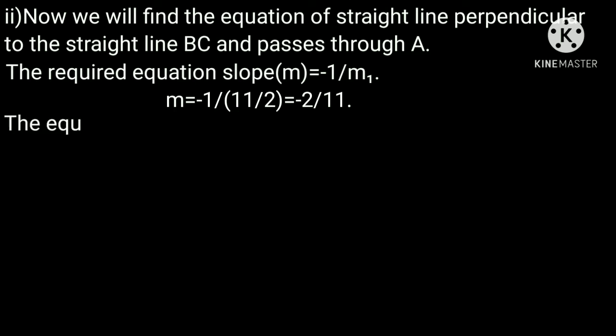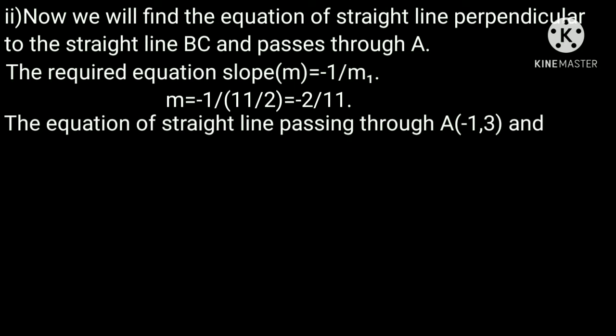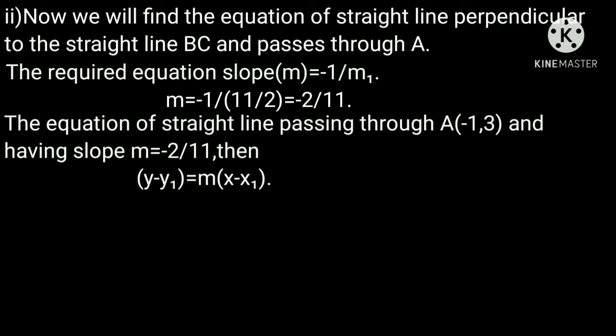Here we have the slope and a point, so we will use the point slope form of the straight line equation. Then the equation of the straight line passing through the point A of minus 1 comma 3 and having slope m equal to minus 2 by 11 becomes y minus y1 equal to m into x minus x1. Here also we substitute the x1, y1 and m values. Then y minus 3 equal to minus 2 by 11 into x plus 1.